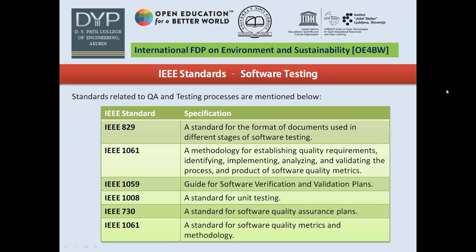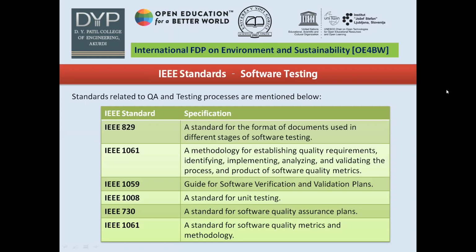Then let's see some of the IEEE standards. IEEE standards are specifically related to software testing. As in my last video, we have already seen the software development lifecycle. Software testing is the second last step of software development. After testing, we deploy the software. So there are some IEEE standards defined for testing the software after the complete development.